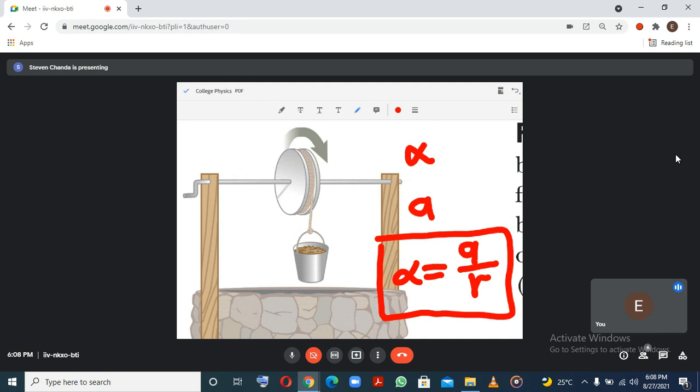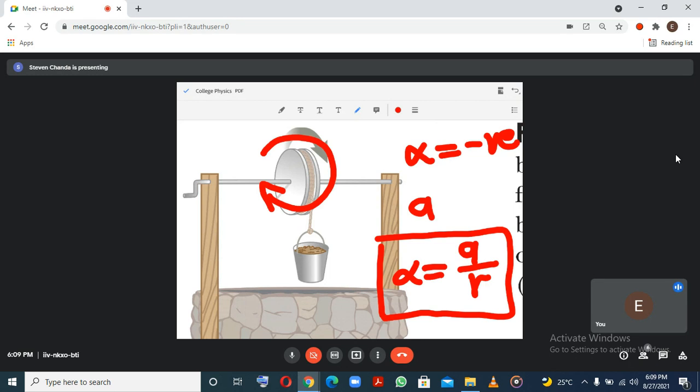Now one thing you have to take note of is the sign of the angular acceleration. It's going to be negative. Why is it negative? Because this thing is moving clockwise. We know that in angular motion, when something moves clockwise, it's negative.